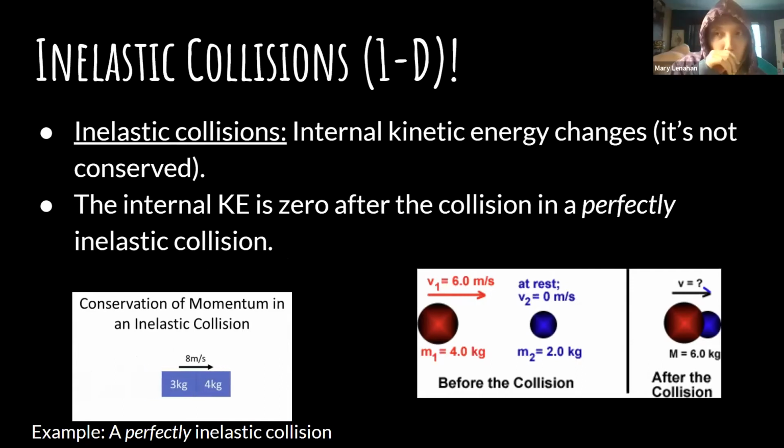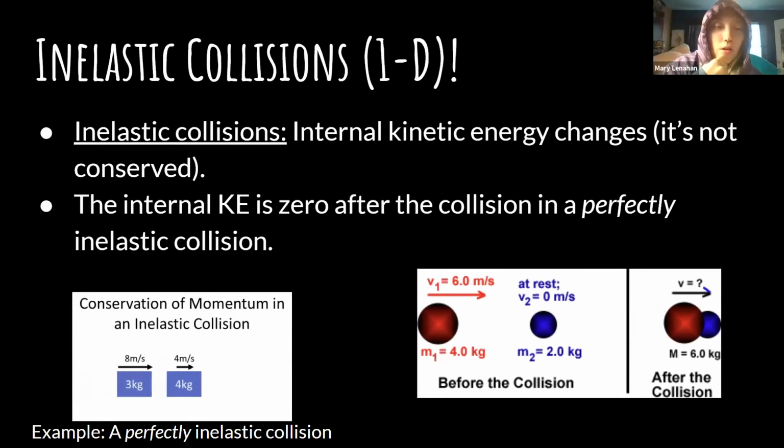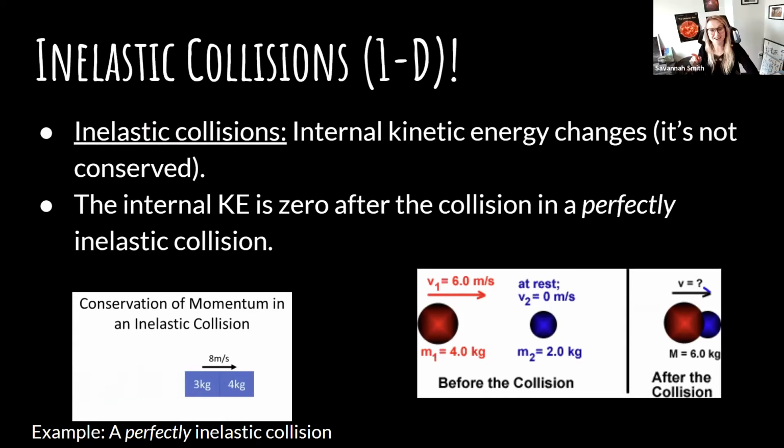It's also interesting because the 3 kilogram block is moving 8 meters per second, and the other one's moving 4 meters per second, but they don't combine to go 12 meters per second. They still just go 8. That is a very good observation as well. Right, so they're not additive velocities.